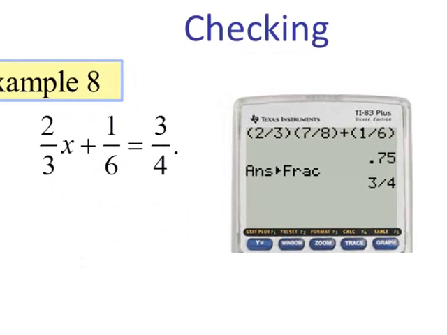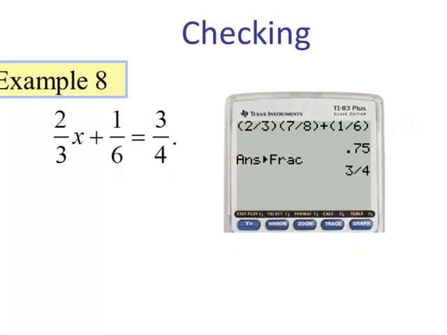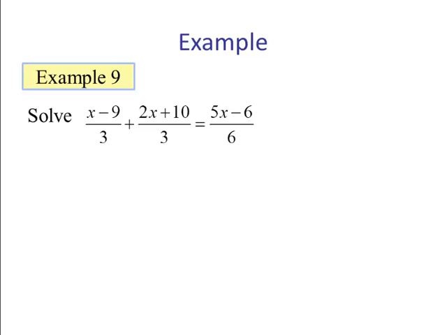Check it. We're going to use the graphing calculator. We're going to take 2/3 times 7/8 plus 1/6, and we get 0.75. And if we change this back to a fraction, we get 3/4. So this side equals 3/4, this side is 3/4. 7/8 is our solution.